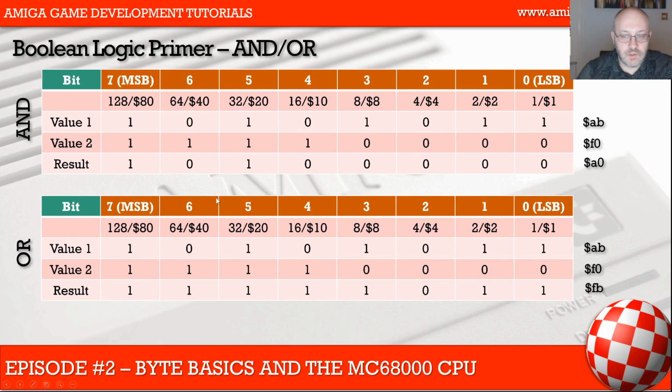So taking the same equation, we've got AB as value 1 and value 2 is F0. We find that we have set all of the bits in the upper nibble, making the result FB. And you'll find you need to do quite a lot of ORing in assembler as well.